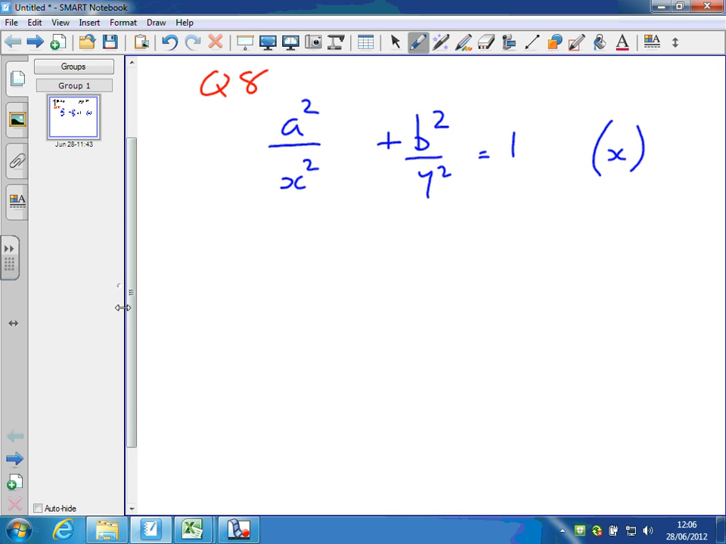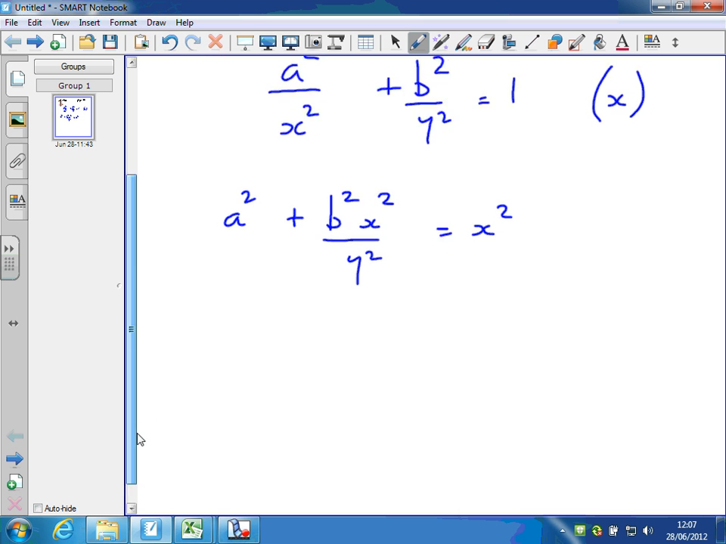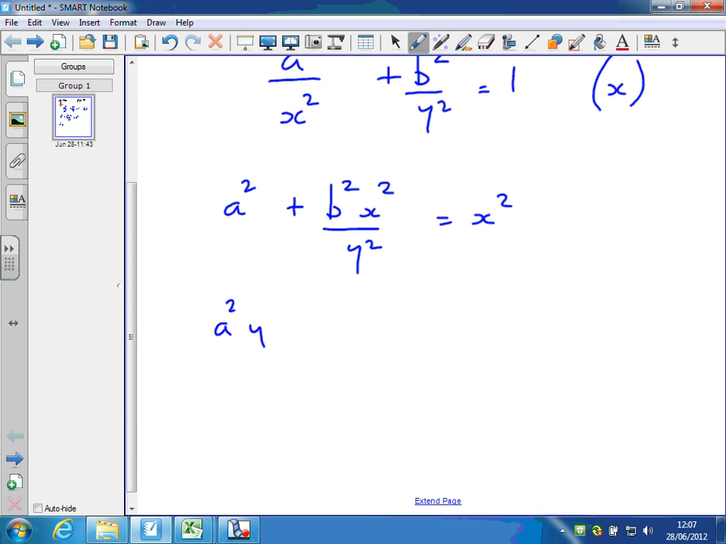So multiplying both sides by x squared, I get a squared, because multiplying by x squared has got rid of the divide by x squared, plus b squared x squared over y squared equals x squared. Now let's multiply both sides by y squared. So we get a squared y squared plus b squared x squared equals x squared y squared. So now we have a situation where there's no denominator.